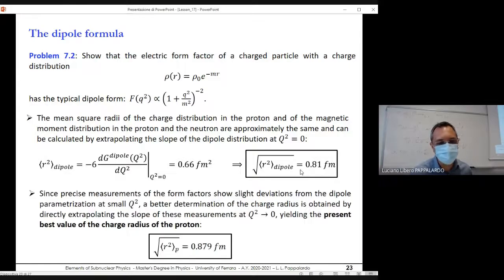However, this is not completely accurate, because one can show that the dipole distribution works pretty well, but not perfectly well. So instead of using the dipole distribution, one can actually extrapolate the real data, so not the analytic function, but the real data, to the limit where Q squared goes to 0. And by doing so, one obtains the most accurate value of the charge radius of the proton, which is 0.88 Fermi. A bit larger.